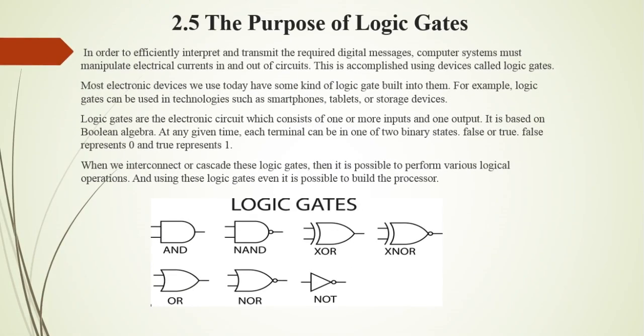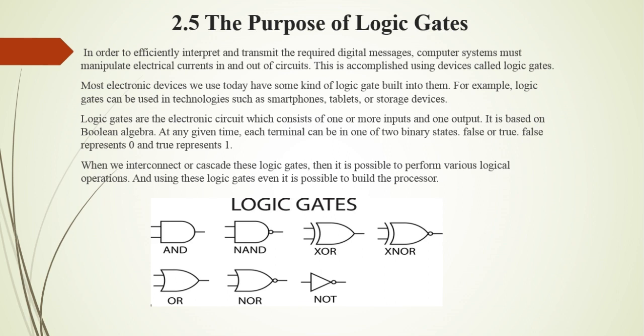Our next topic is the purpose of logic gates. In order to efficiently interpret and transmit the required digital messages, computer systems must manipulate electrical currents in and out of circuits. This is accomplished using devices called logic gates. Most electronic devices we use today have some kind of logic gates built into them. For example, logic gates can be used in technologies such as smartphones, tablets, or storage devices.